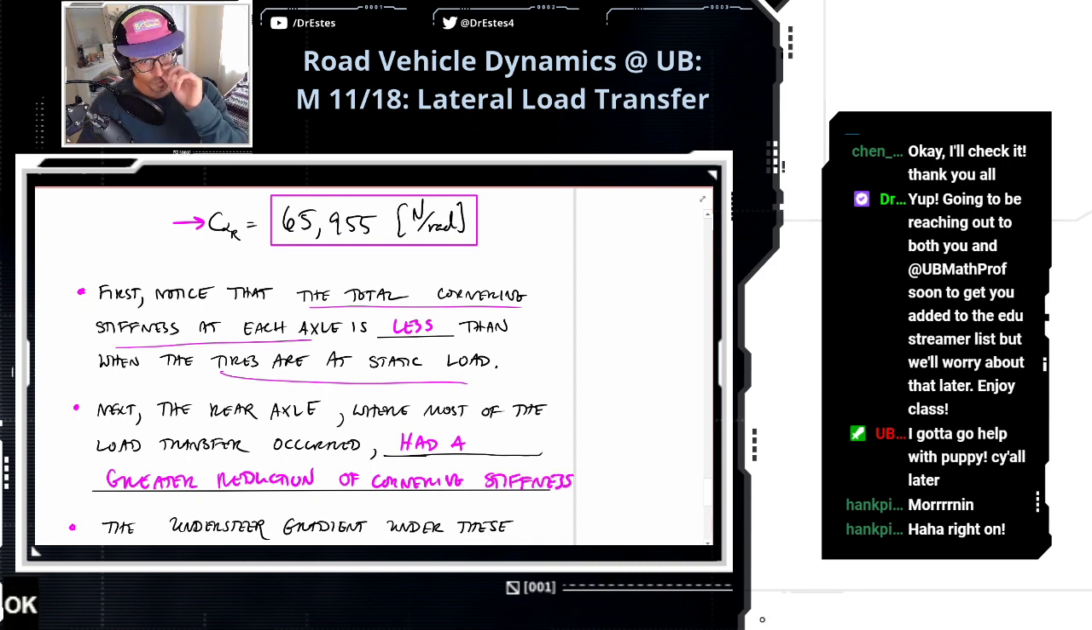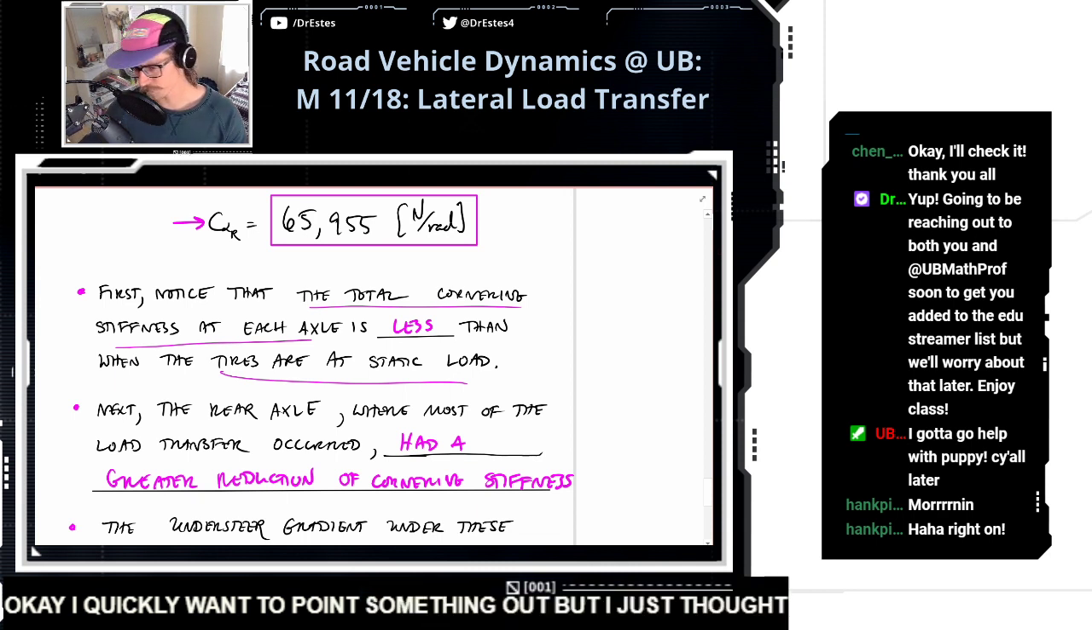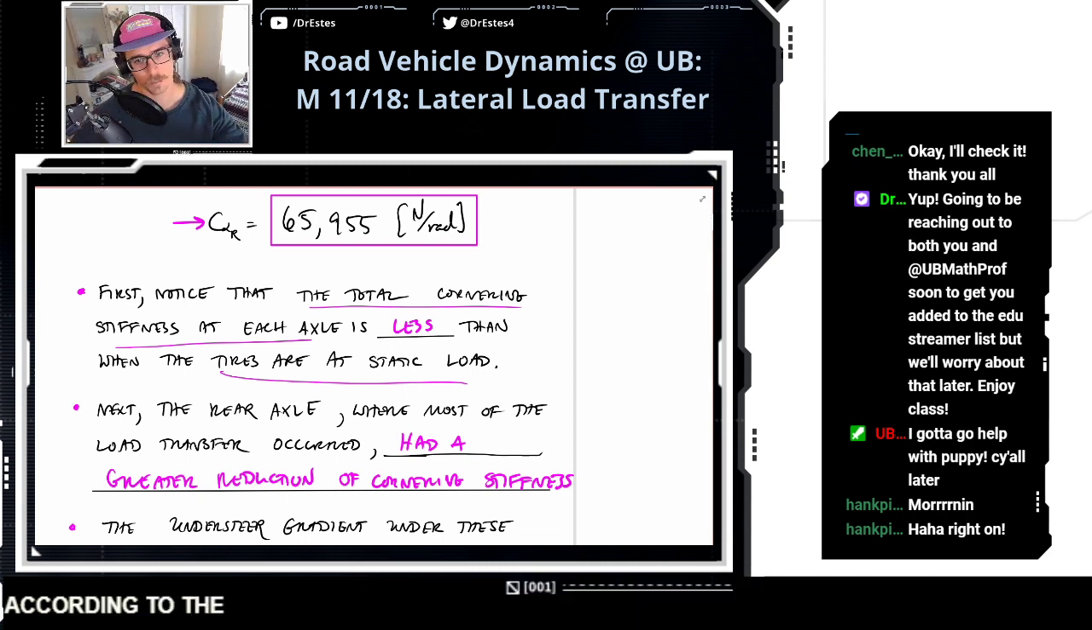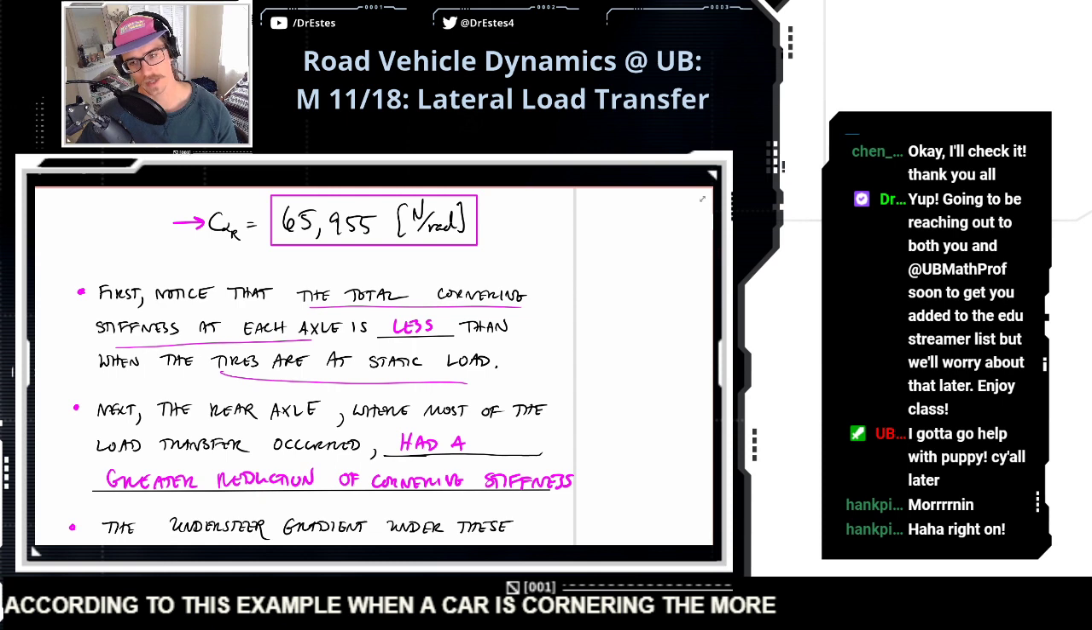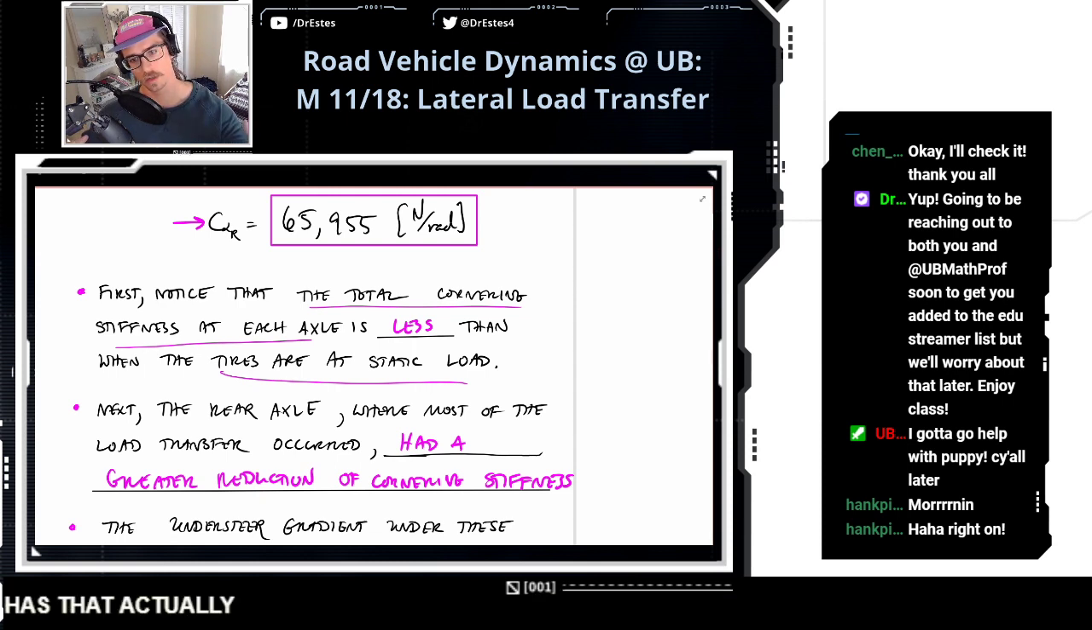Okay, I quickly want to point something out that I just thought of. Basically, according to this example, when a car is cornering, the more lateral acceleration it has, that actually lowers the potential of those tires to corner, in a way.